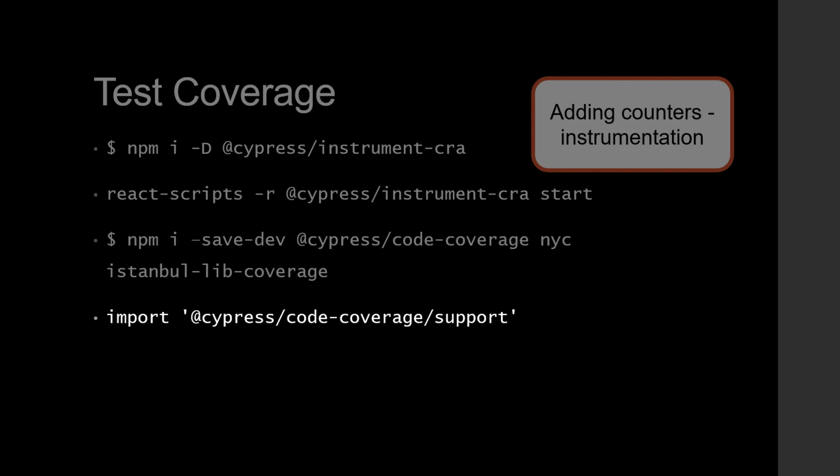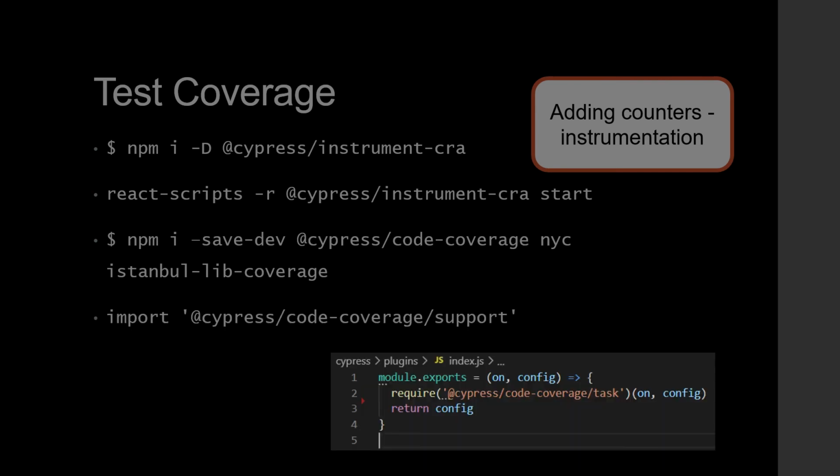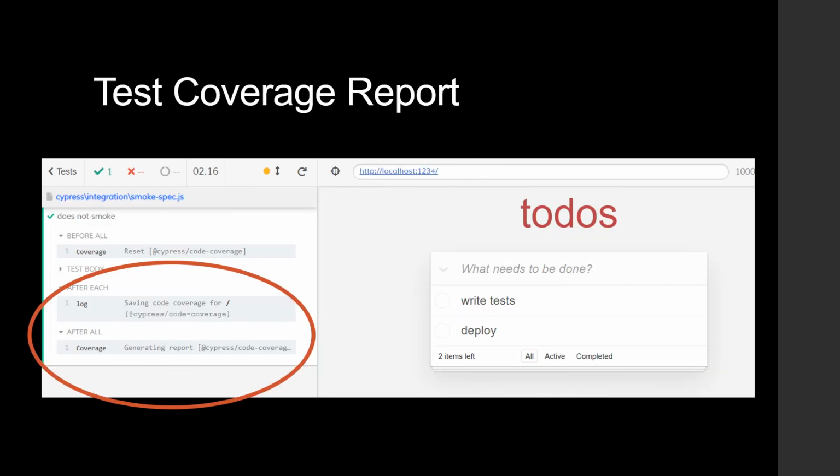Then, we need to let Cypress know how we want to change its behavior, i.e. add additional functionality. Therefore, we have to add an import statement to include support of the code coverage package into our support folder. Finally, we have to register tasks in our plugin's index file. These tasks will be used by the plugin to send the collected coverage after each test and merge into a single report.